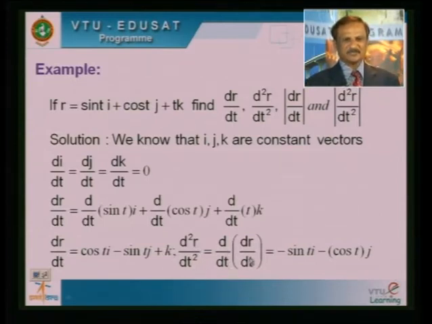As usual, d by dt of dr by dt. I have to differentiate these two terms. So once again, derivative of cos t is minus sin t into i. Derivative of sin t is cos t into j, right? So we have calculated dr by dt and d square r upon dt square. Now I want to calculate the modulus of dr by dt and the modulus of the second derivative, right?